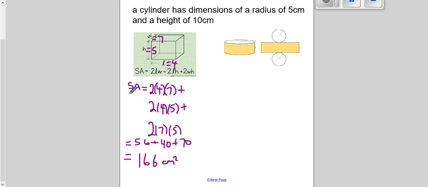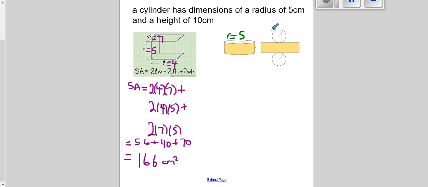Okay, so that would be the surface area of a box. It's just getting all those areas on the outside, and then you add them up and you get your total area. Now, let's talk about this cylinder, though. A cylinder is different. The dimensions are different. It's telling us that there's a radius of 5. So R equals 5. Let's put this up here. R equals 5. That's the circle part.